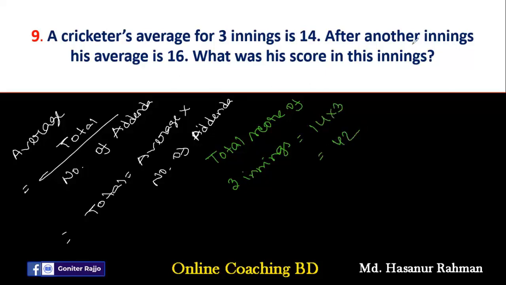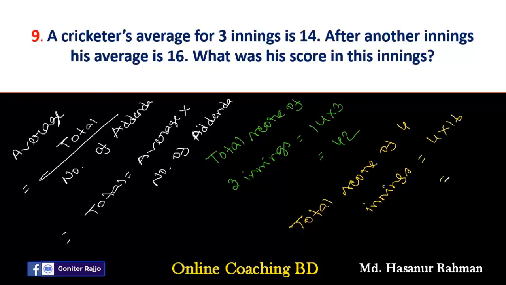And after another innings, that means now 4 innings. Okay. So and total score of 4 innings is 4 multiplied by 16. 4 multiplied by 16, that will be 64.